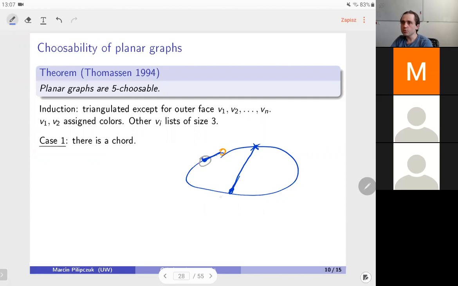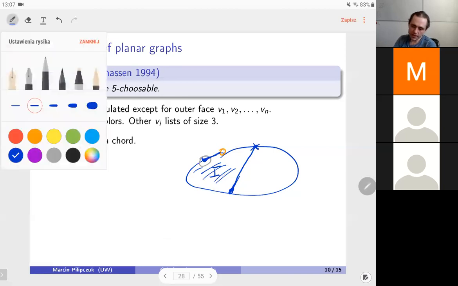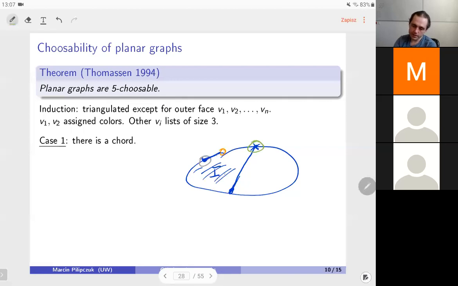So what we do, we apply the induction first here. The induction hypothesis says this part is a smaller graph. This vertex has list size 3, these two are pre-colored, everything is satisfied, so you can color these vertices. So you end up with this one colored, say, green, and this one colored magenta.